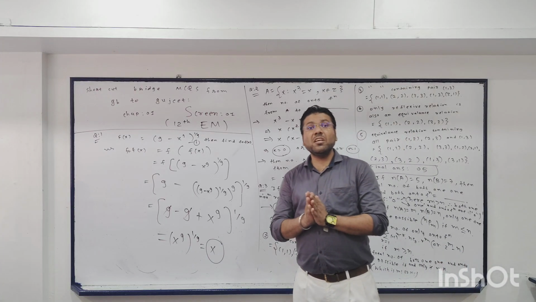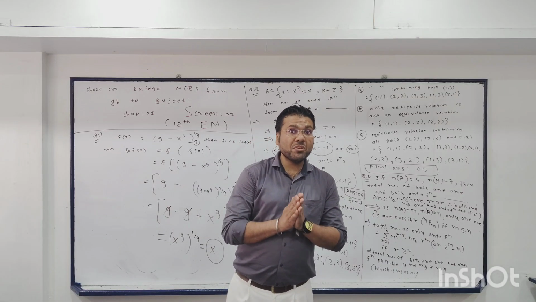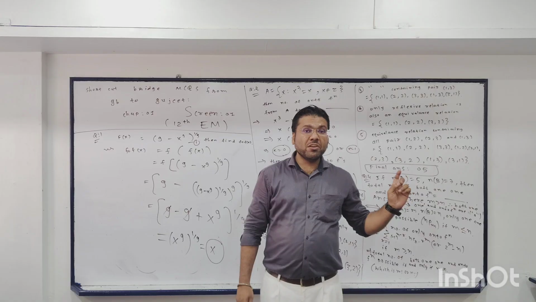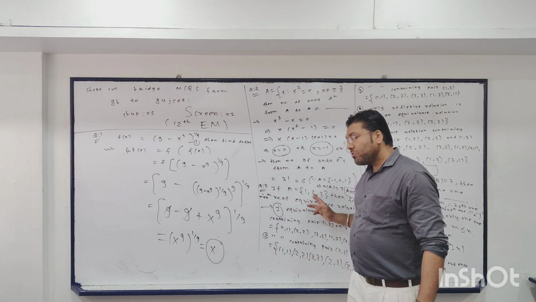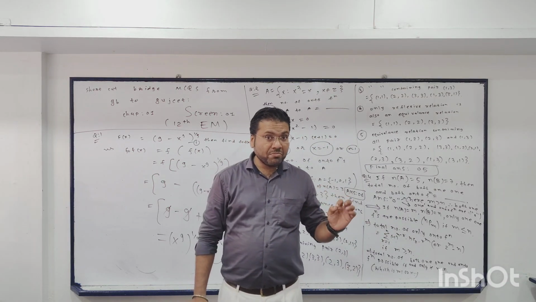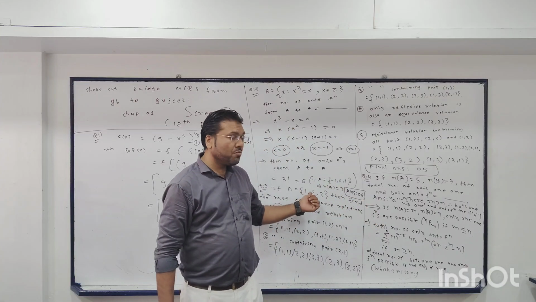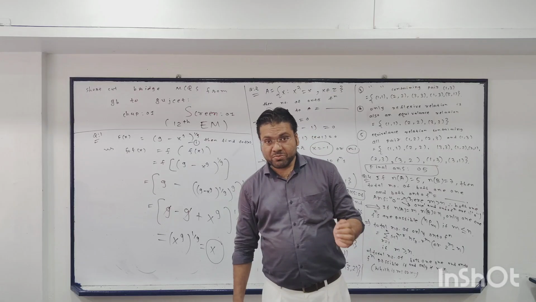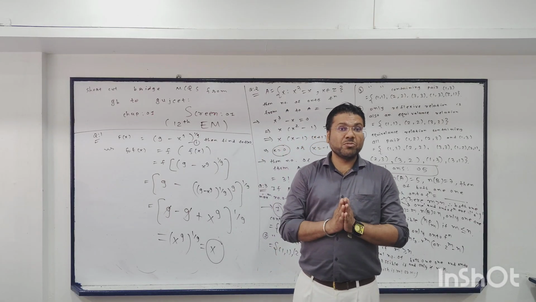Find the total number of maximum equivalence relations defined on the set A equal to {1, 2, 3}. Here, friends, we are going to find the number of maximum equivalence relations on set A equal to {1, 2, 3}. Your relation must be reflexive, symmetric, and also transitive.